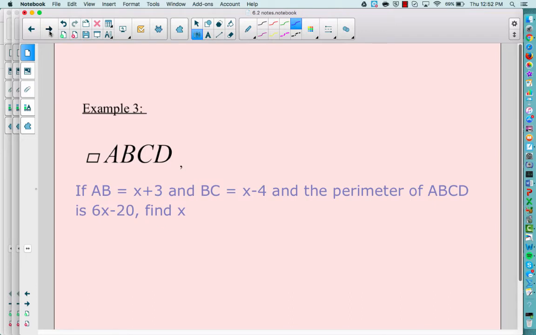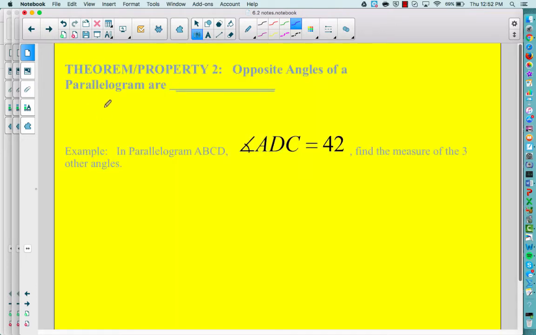On to 2 and 3, we're going to do in class tomorrow. Theorem property number 2, okay? Now, I'm not going to actually go through the proof of this one, but I am going to tell you we could prove it the exact same way. We'd go through the exact same proof. We'd prove the triangles congruent, and then we'd show that the opposite angles of a parallelogram are also congruent to each other. So opposite angles of a parallelogram are congruent. And when I say opposite angles, let's make sure. If this is parallelogram ABCD, A and C are opposite to each other, and B and D are opposite to each other. So B and D would be congruent, and A and C would be congruent.